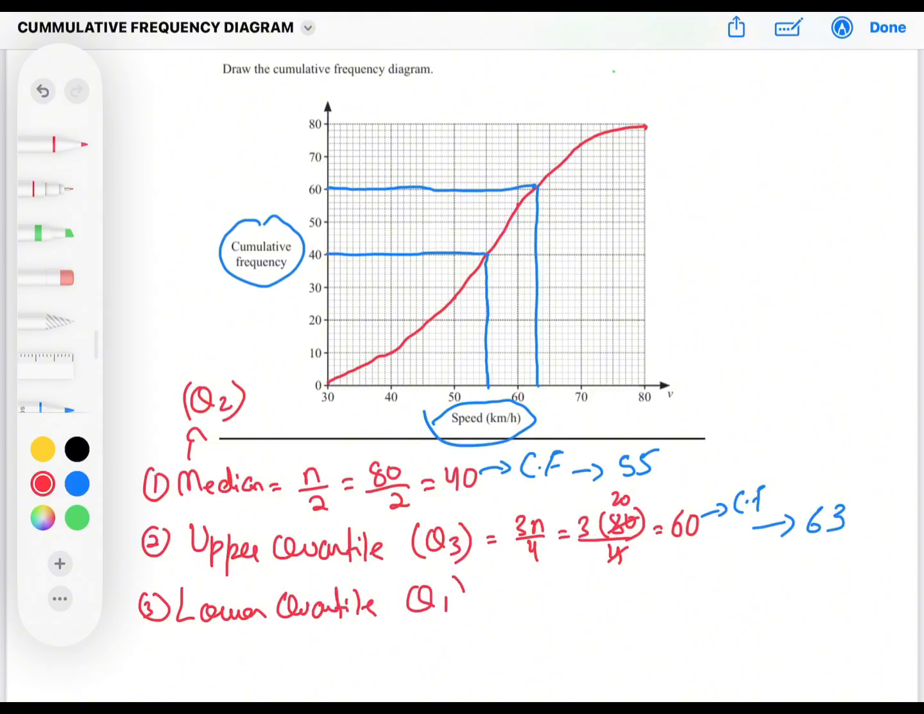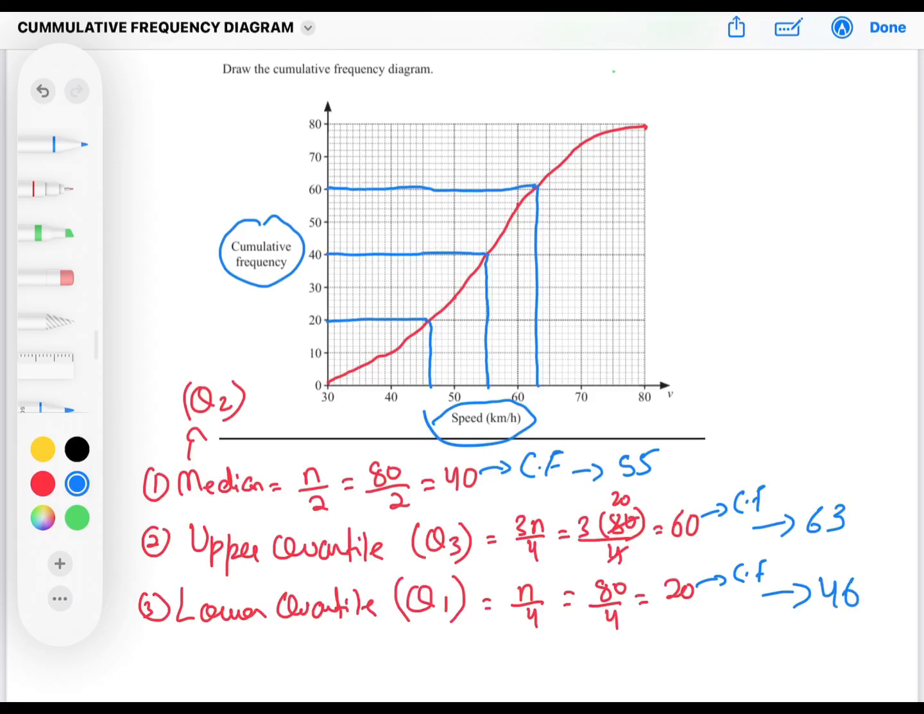that is known and denoted by Q1. The formula is n divided by 4. 80 divided by 4 will give 20. So again, this is a cumulative frequency value. So at 20, it's given us 20. So 20 we have here. It's not accurately at the center, it's more than center. So it will be 46.